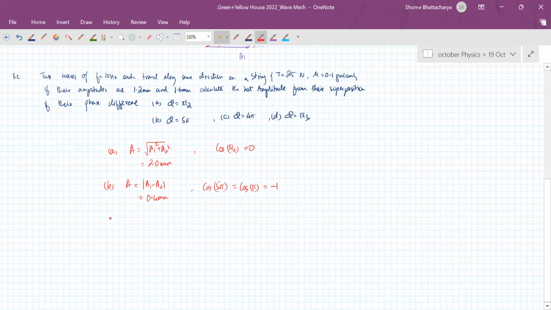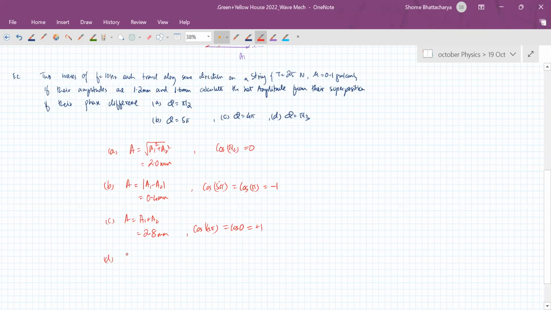In the C part, the net amplitude will be the maximum amplitude case. So it will be 2.8 millimeters, because cos 4 pi is the same thing as cos 0, which is plus 1.